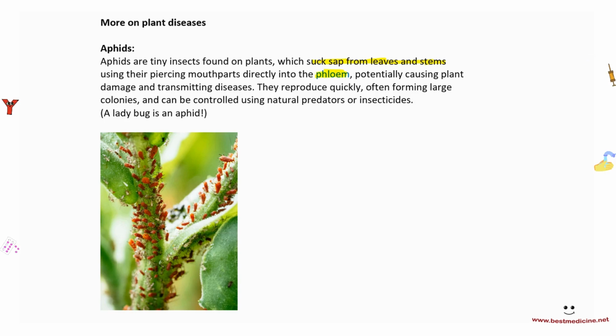And remember, the phloem was the vascular tissue that carries glucose and amino acids. So they're able to extract those glucose and amino acids, causing damage to the plant and transmitting diseases. So they reproduce quickly and often form large colonies, for example, as shown in this particular image. And these can be controlled using natural predators or insecticides.